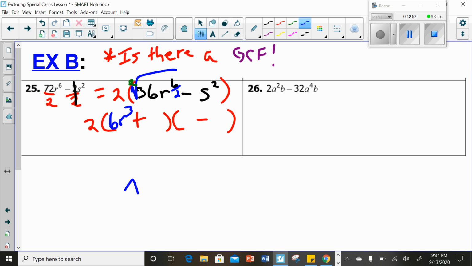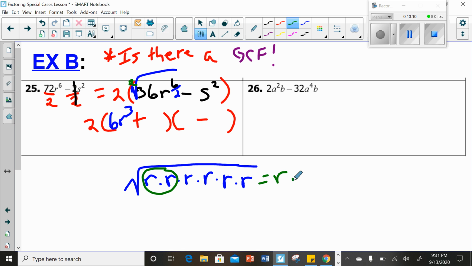And if you think about it down here, let's do the square root of r to the 6th, I'm just going to prove to you that that works. So there's 6 r's. We want groups of 2, because it's a square root. So here's one group of 2. So then one r comes out in front. Another group of 2. So we get another r out in front. And then a third group of 2. And a third r out in front, which is r cubed. So it works. All right, so we're going to put that in both first slots. So 6r to the 3rd. And then we're going to take the square root of s squared. Easy enough, that's just s.